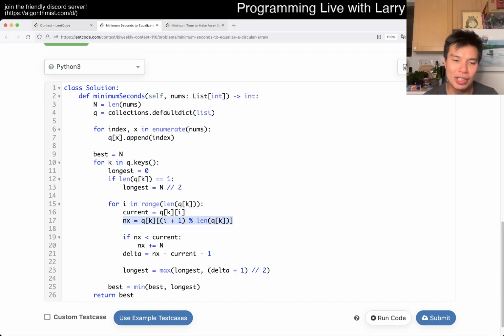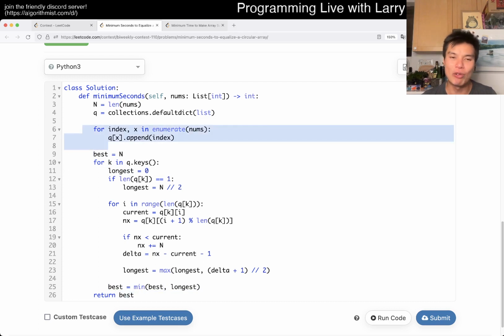If it's circular, we just do the math this way: the delta is just the number of gaps, and the number of gaps rounded up, delta plus 1 over 2, is the longest thing. That's basically the idea. Once we have the longest thing, going through all the elements, we have the cost of changing every number to k. Then we just take the min of all those numbers, and that's it. This is linear time, linear space.